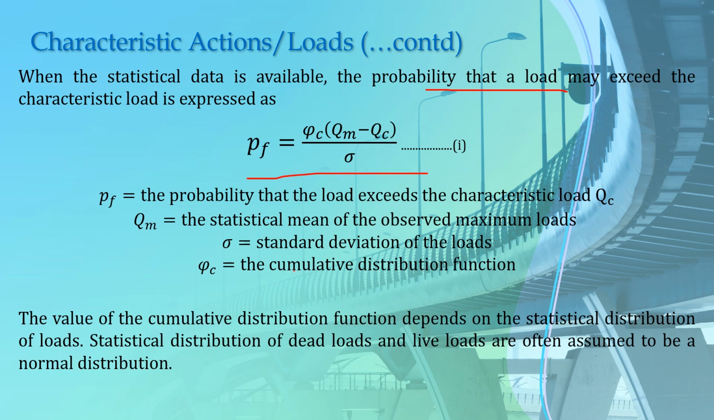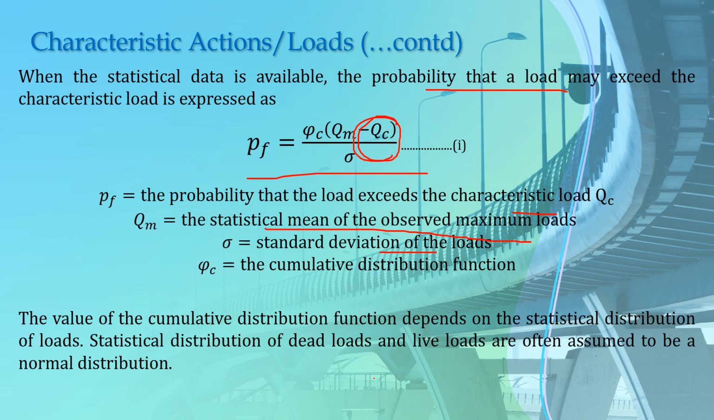where phi is the cumulative distribution function, Qm is the statistical mean of the observed maximum loads, Qc is the characteristic load, and sigma is the standard deviation of the load. So Pf means the probability that a load may exceed this value of characteristic load, that is Qc.